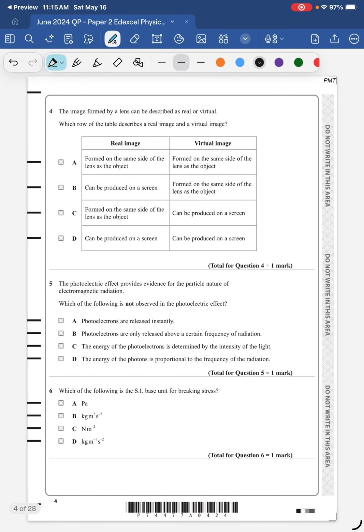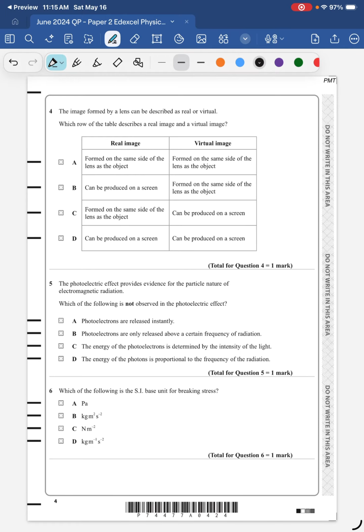So let's move on. Question 4. The image formed by a lens can be described as real or virtual. Which row of the table describes a real image and a virtual image?